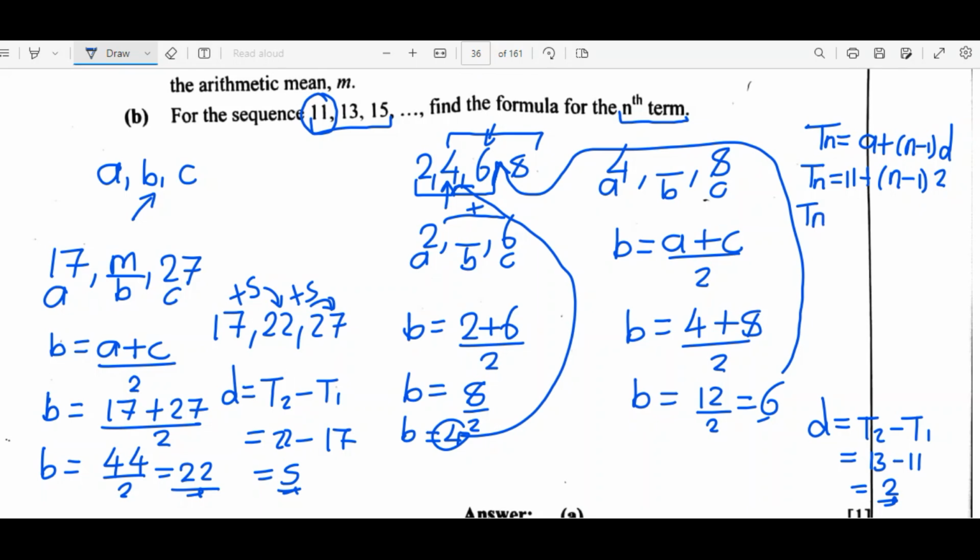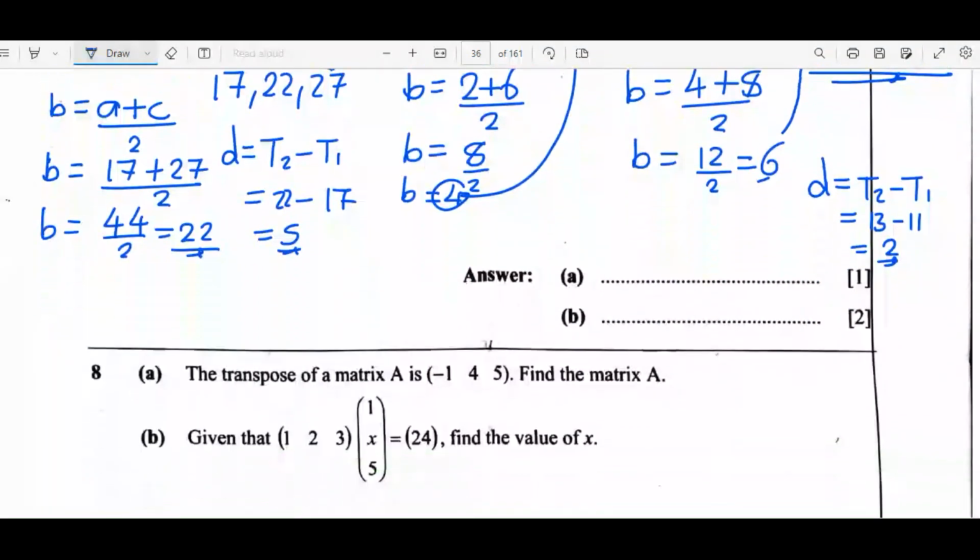From there, we can now expand and simplify our final answer. So 2 times n will give us 2n. 2 times negative 1 will give us negative 2. So Tn is equal to 11 minus 2 if we collect the like terms, plus 2n. Tn is equal to 11 minus 2 will give us 9 plus 2n. So this is our final answer.